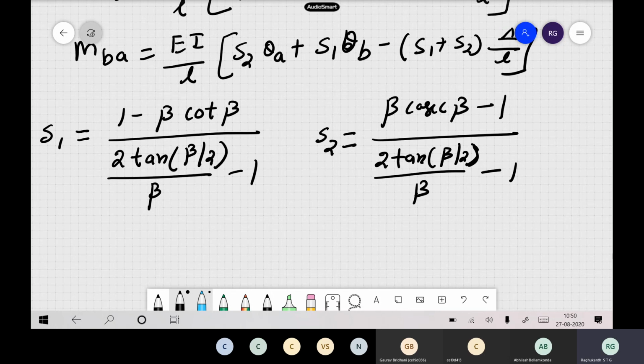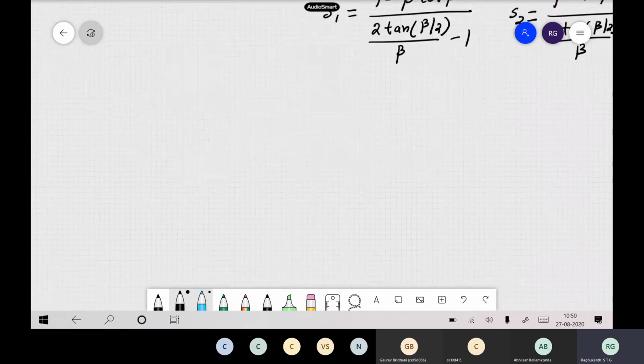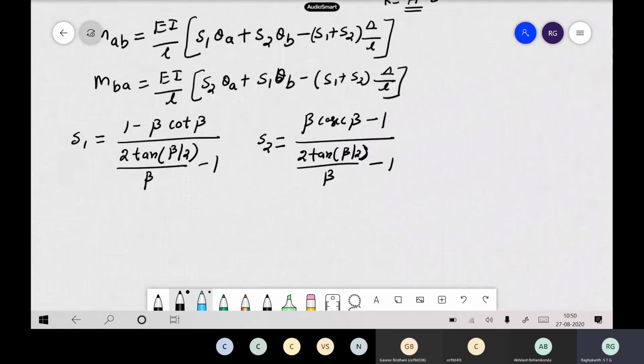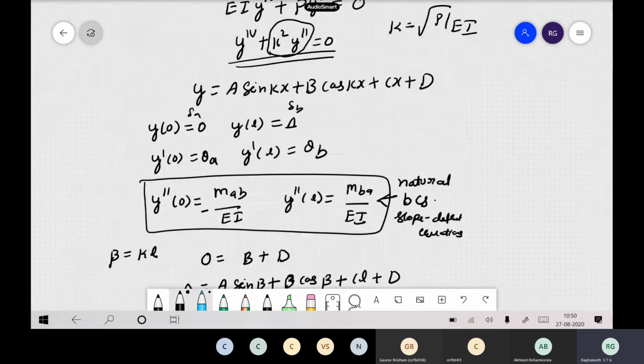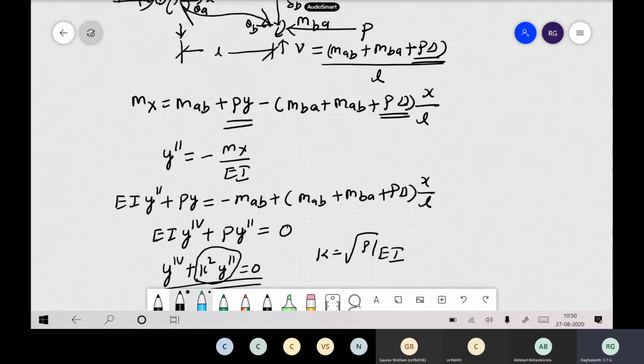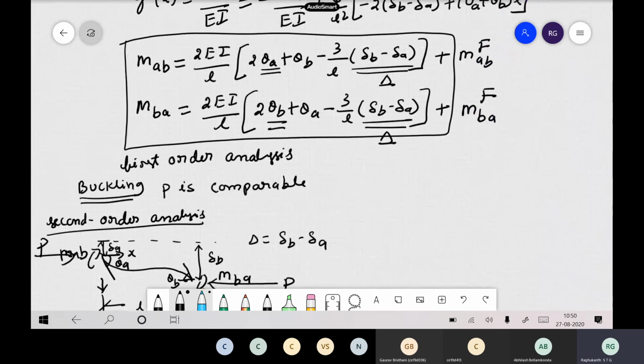So you can see how the slope deflection equations look when you include the axial loads also in our calculations. The expressions are exactly the same as what you had previously. Now in these expressions, if you assume P is 0, that is there is no axial load, S1 and S2 go towards the ordinary slope deflection equations which we derived previously, which you already know from your undergraduate course.